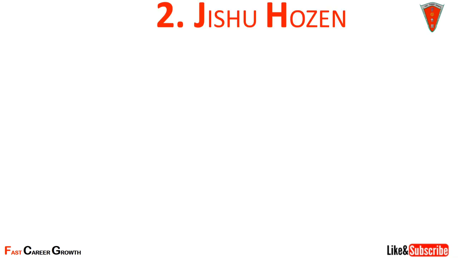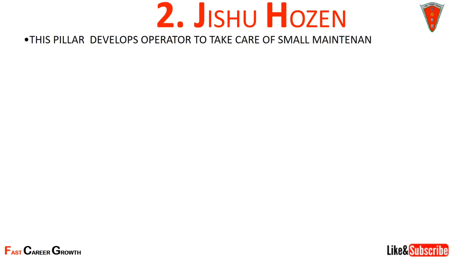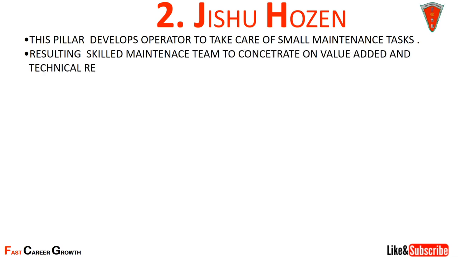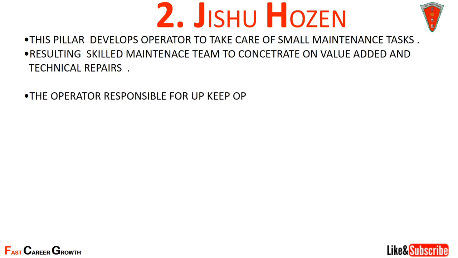Then what is JISHU HOZEN, the second pillar of TPM? This pillar develops operators to take care of small maintenance tasks, resulting in a skilled maintenance team to concentrate on value added and technical repairs. The operator is responsible for upkeep of their equipment to prevent it from deteriorating.